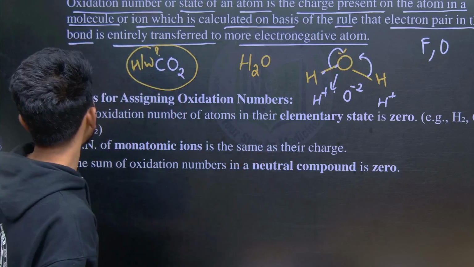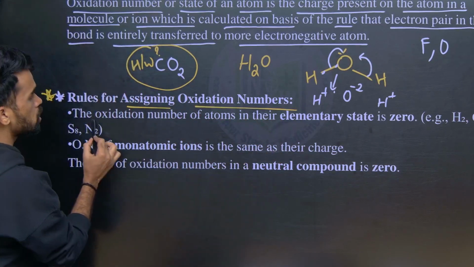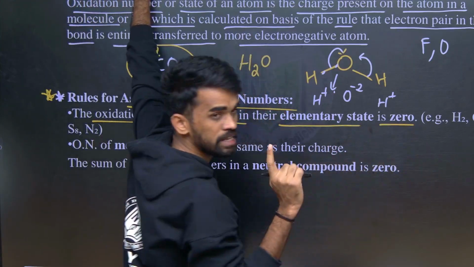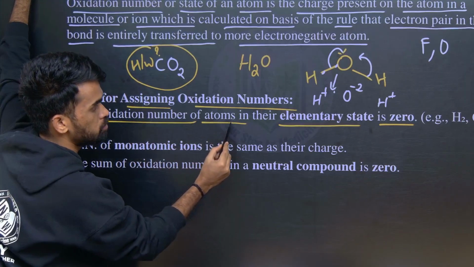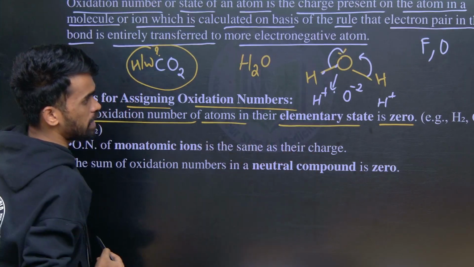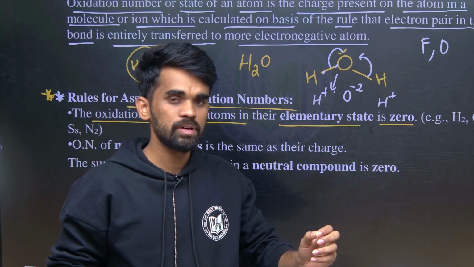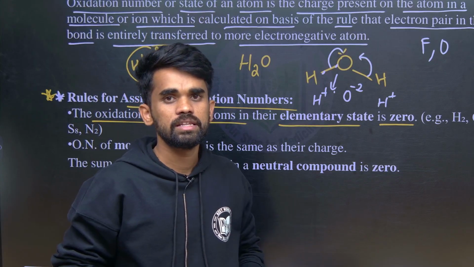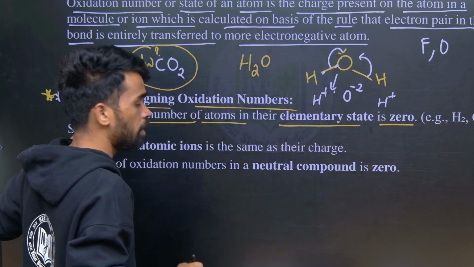Okay. Look here, rules for assigning oxidation number. The oxidation number of atoms in their elementary state is always 0. So what exactly is it? The oxidation number of atoms in their elementary state. For example, some elements exist in diatomic form like hydrogen, oxygen, nitrogen. How do they exist in nature? They exist in the diatomic form like H2, O2, N2, like that.